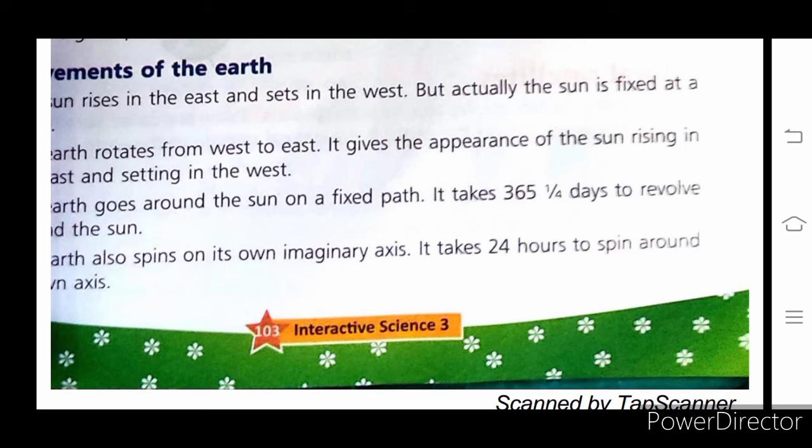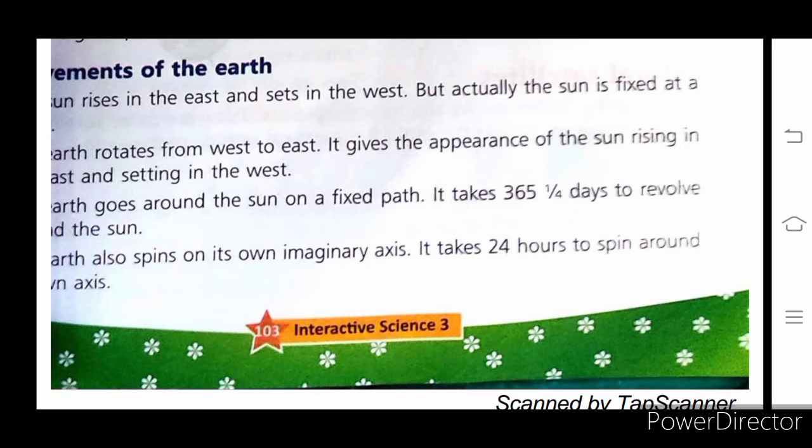The earth goes around the sun on a fixed path, means the sun is there only, but around the sun the earth is revolving. And it takes 365 days to revolve around the sun. How much time does it take, children? It takes 365 days to revolve around the sun. And the earth also spins on its own axis.